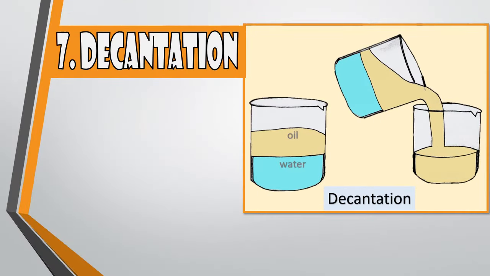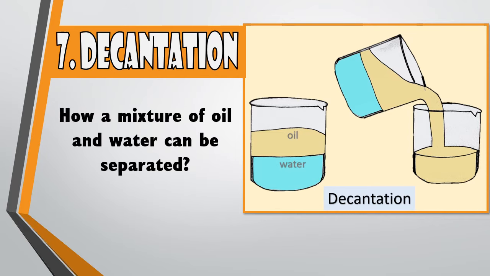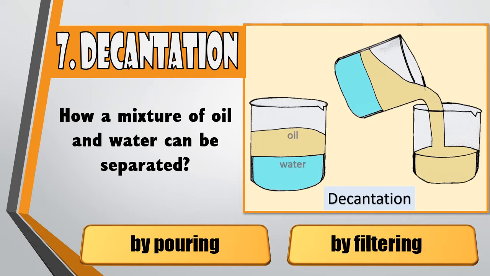Number 7. Decantation. How can a mixture of oil and water be separated, based on the picture? By pouring or by filtering? You're right. The mixture of oil and water is separated by pouring the oil into another container.